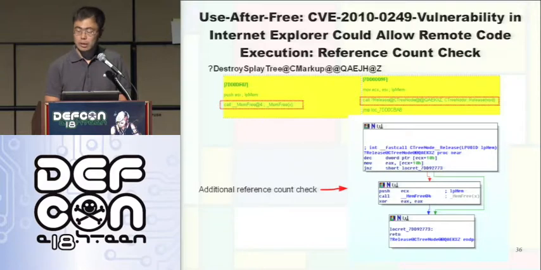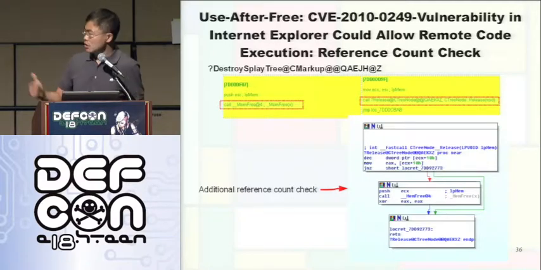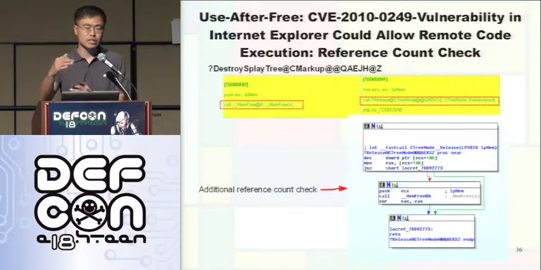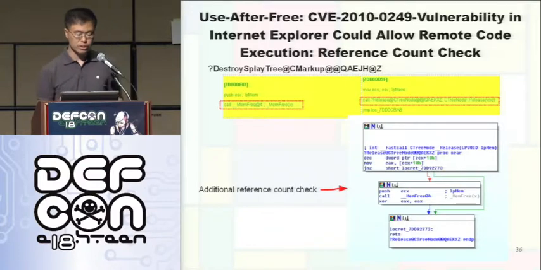But the patched one is calling the C3 node release method. And if you look into that method, if you can read some disassembly, then you can know that it's doing some kind of reference count check. So it's decreasing the reference count, and if the reference count is not 0, it just returns, as if somebody is still using it. So it will not free the memory. When the reference count reaches 0, then it will free the memory.